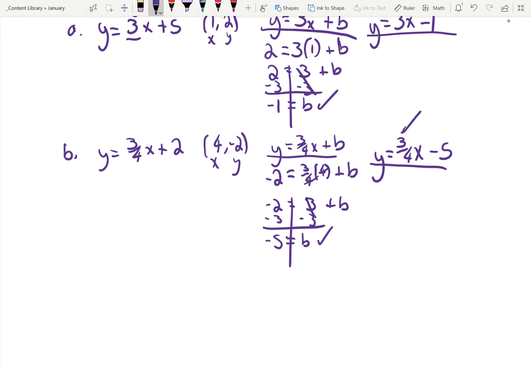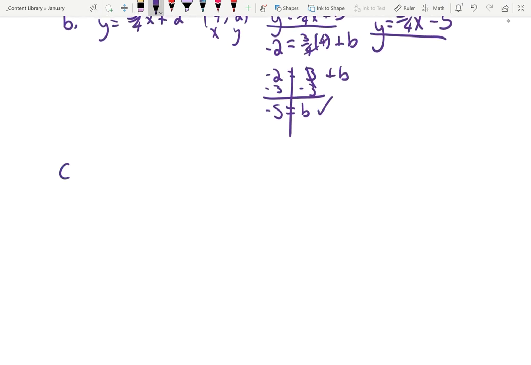Remember, same slope, so 3/4. I know the slope's the same, but after doing the math, after plugging in the numbers, I got -5 as the y-intercept. So that's the correct y-intercept for my equation. All right, let's try a couple more.